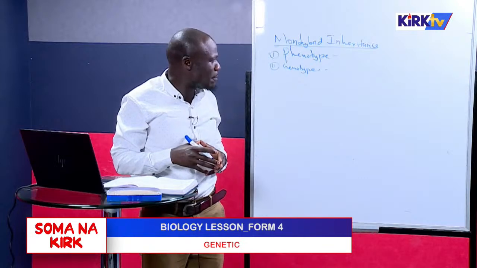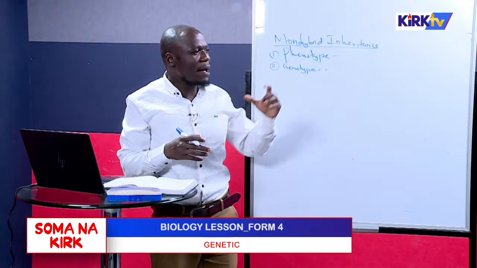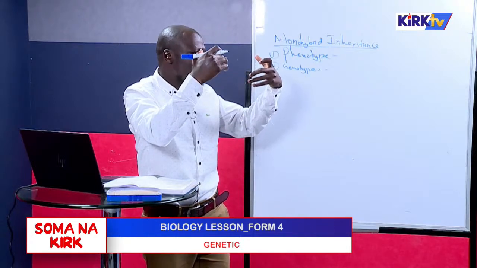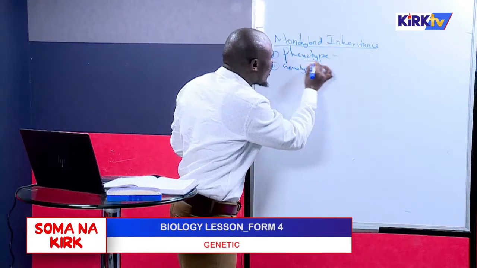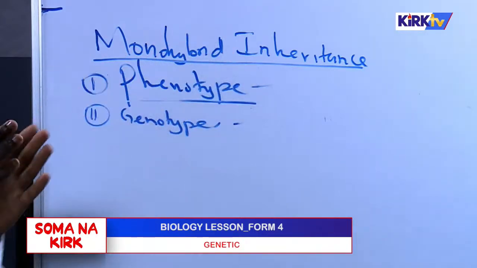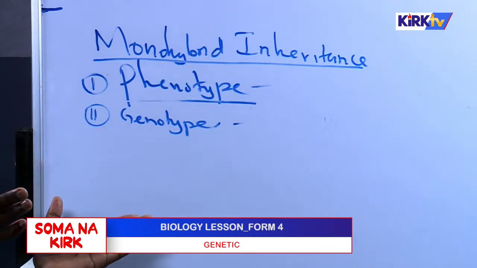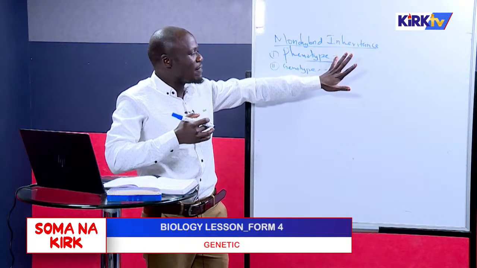Somebody could see a particular human being and say the skin color is black. Another person can also have a brown skin color. So what we will be able to observe, the physical appearance of that organism, is what we are going to refer to as a phenotype. That is the physical observable characteristic of a given organism. It could be in terms of flowers. Some flowers are pink, some flowers are yellow, others are white. That is a physical characteristic that we are able to see from outside, and that is what we call the phenotype.